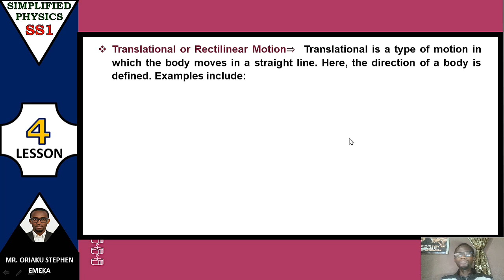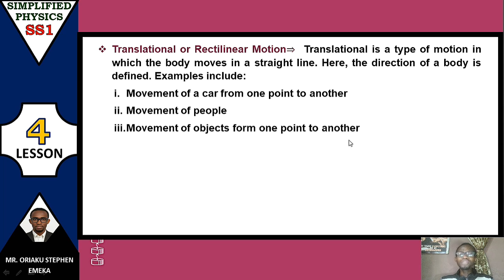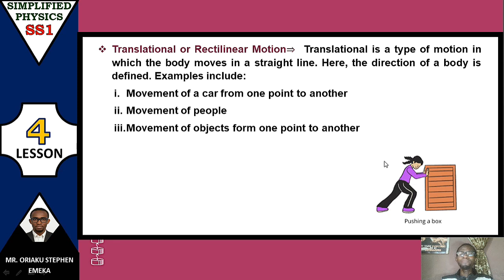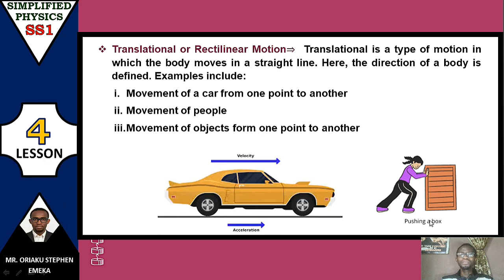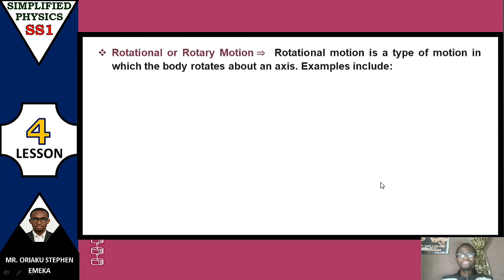So examples of translational motion include the movement of a car from one point to another, the way people move, and the movement of objects from one point to another. These are examples of translational motion. Somebody pushing a box, so the box is going to move in a definite direction. The motion of a car is translational motion. So let's go to the next one, which is rotational.